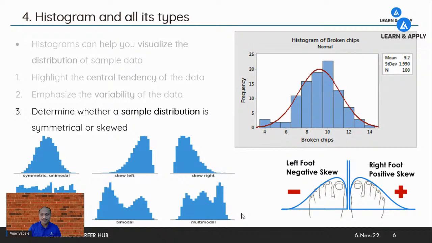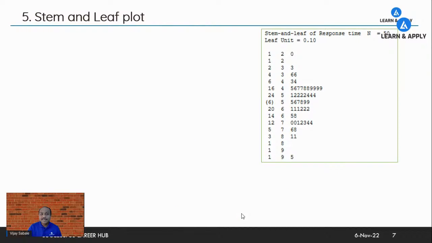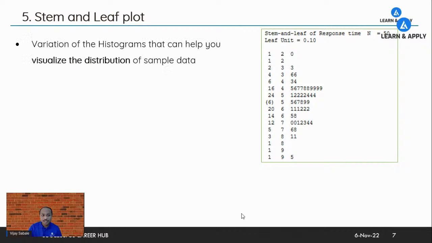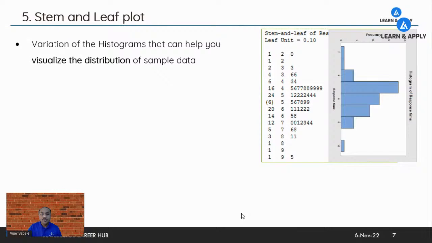The next tool is a stem and leaf plot. Now this stem and leaf plot is similar to the histogram, or we can say a variation of the histogram, and it conveys the same information. Like we can visualize the distribution of our data. It is also called an inverted histogram, the stem and leaf plot.